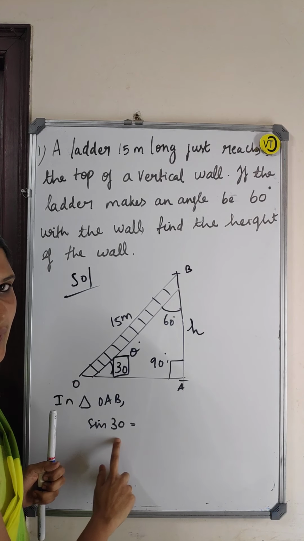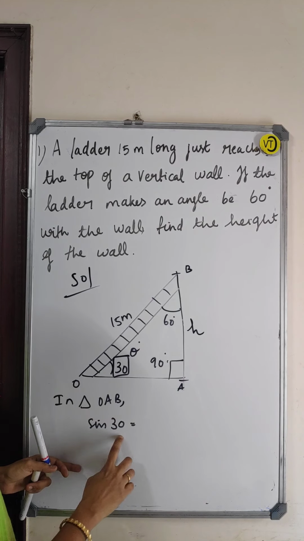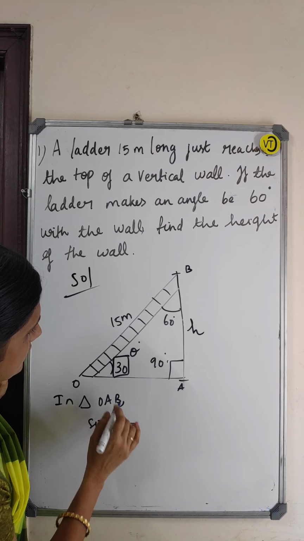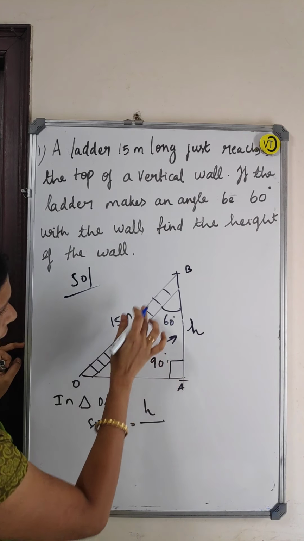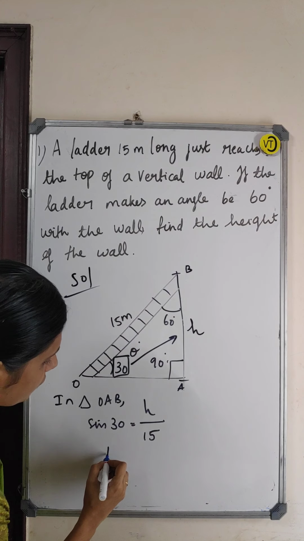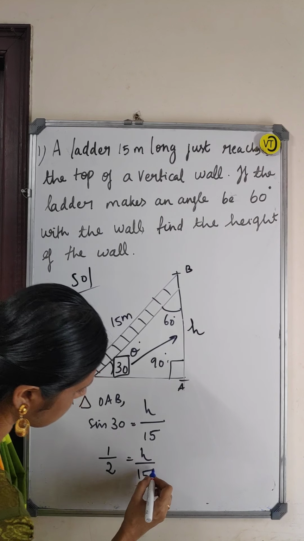Okay. So I am taking sine theta, instead of taking tan theta and cos theta, because sine theta is best to find the value of h. Sine theta is equal to opposite by hypotenuse, which is h by 15. Sine 30 is equal to what value, guys? 1 by 2. So 1 by 2 equals h by 15.